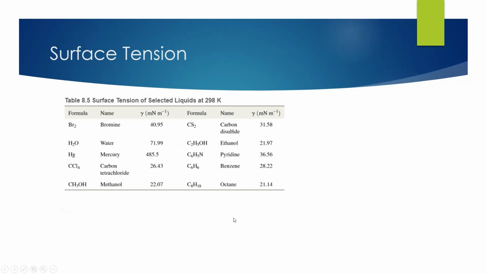So here we can see some different substances. We'll see water has a pretty high surface tension. Mercury, as comparison, has an insanely high surface tension. Most things are smaller than water. So water is known for having pretty high surface tension, but mercury crushes it out of the park.